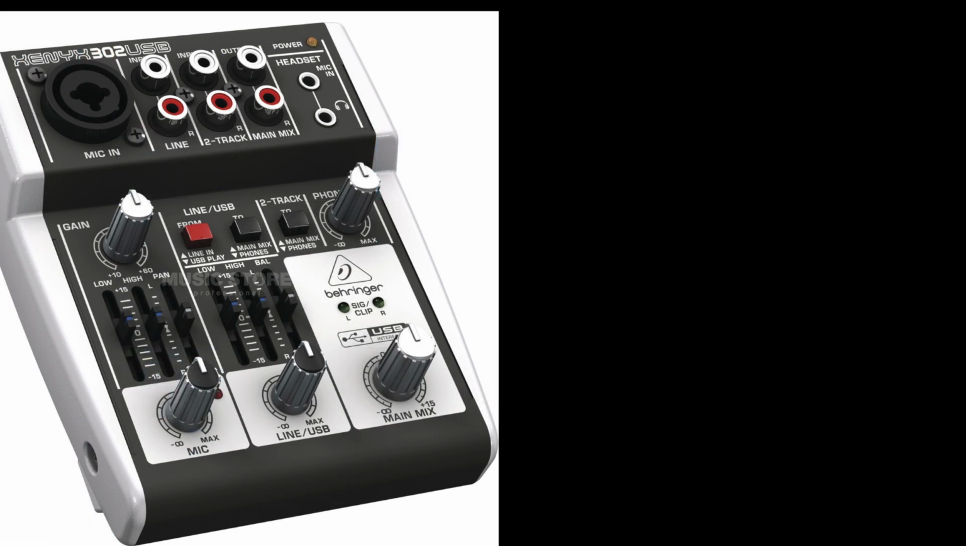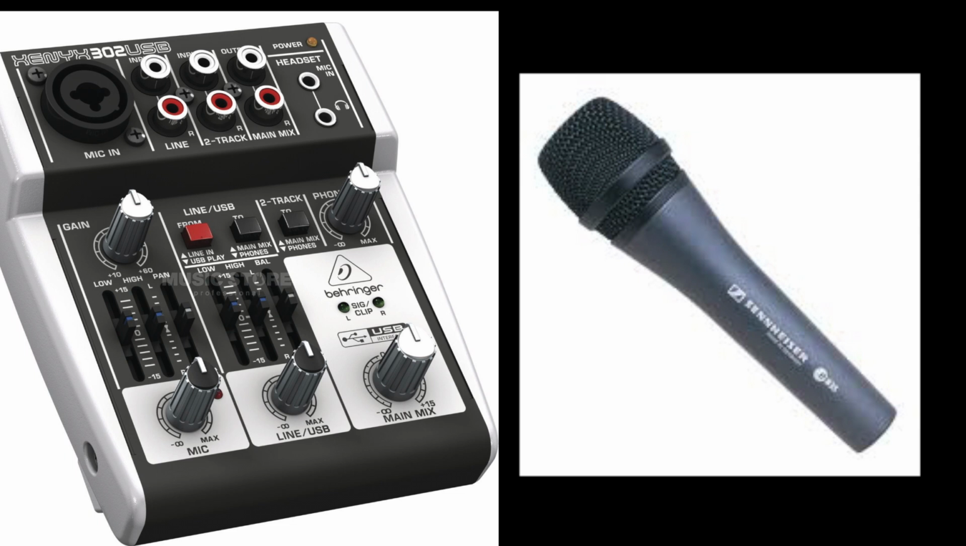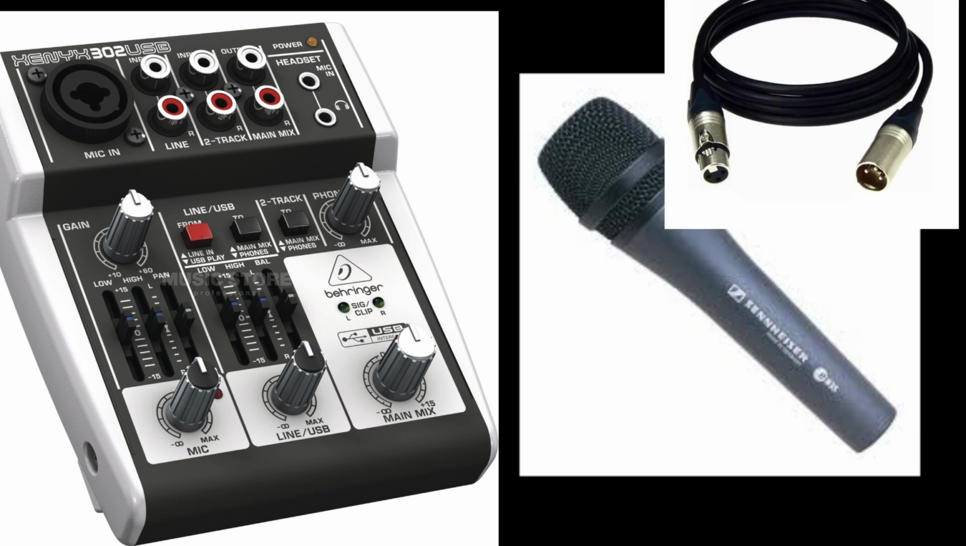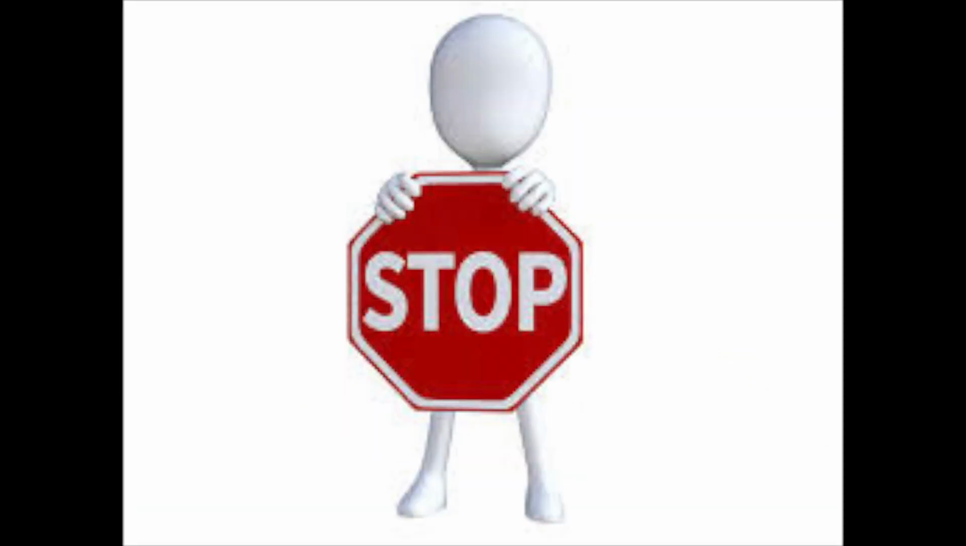So for our voiceover, we're going to need some equipment. The first piece is called a preamp. The second is a microphone. The third is an XLR cable, and the fourth is a USB cable. So let's stop right here while you get the equipment. Connect the microphone to the preamp using the XLR cable, and the preamp to the computer using the USB cable.